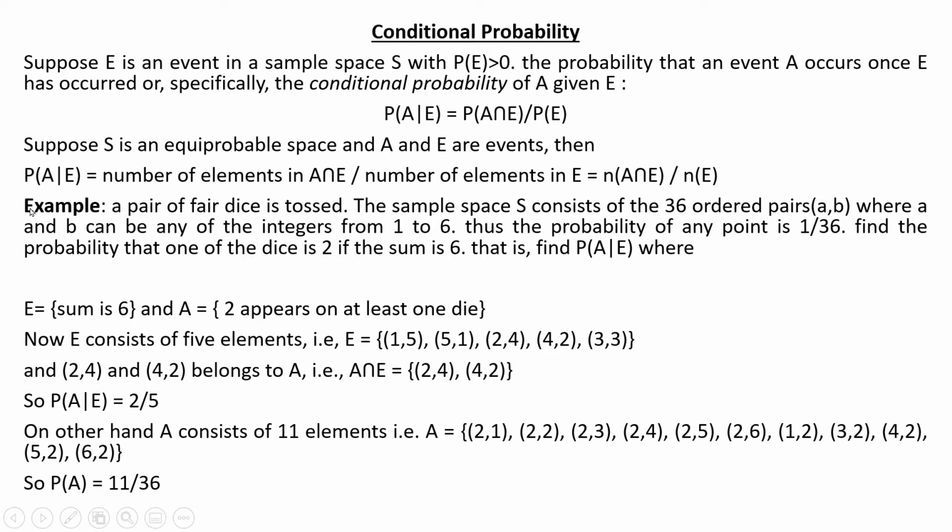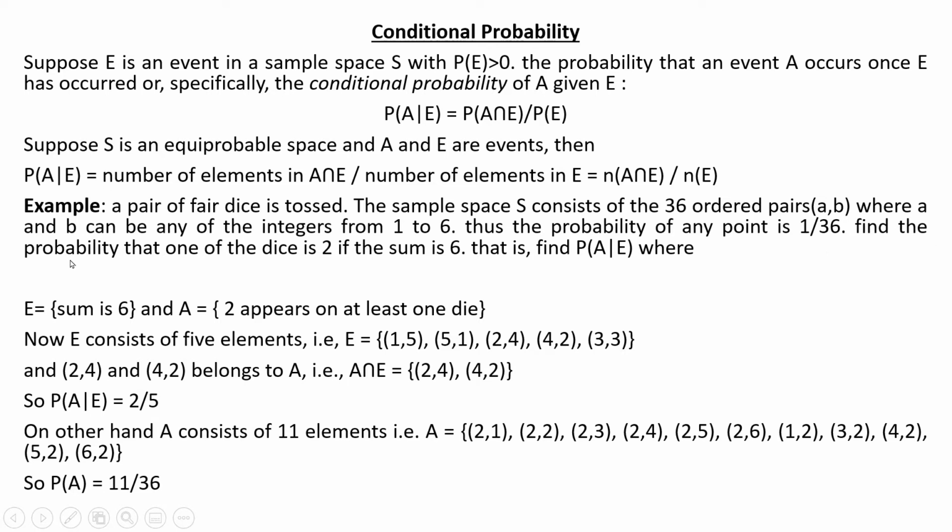So here is an example. A pair of fair dice is tossed. The sample space S consists of the 36 ordered pairs (a, b), because each die has 6 numbers, 1 to 6. So if we toss 2 dice, then the total pairs would be 36, that is 6 times 6, which is 6 squared, where a and b can be any of the integers from 1 to 6. Thus the probability of any ordered pair would be 1 by 36.